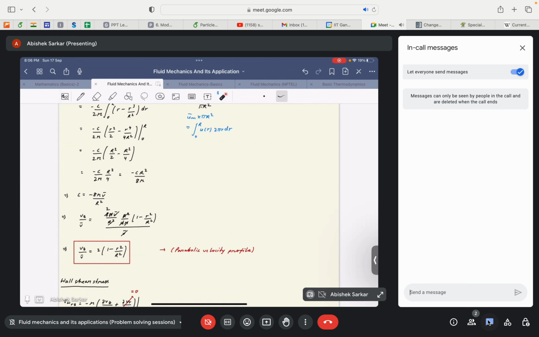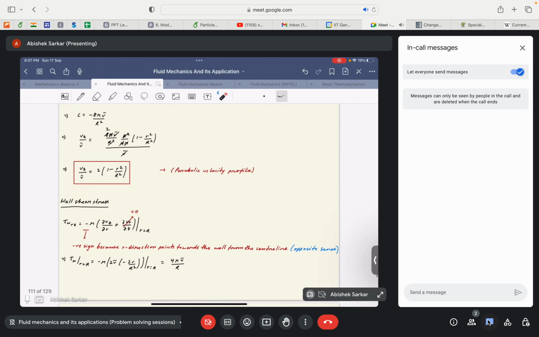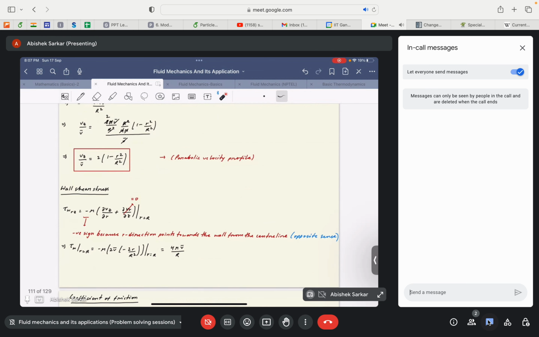So you can clearly see that it depends on the second power of the radius, that it would thus result in a parabolic velocity profile. Okay, so that's the conclusion that we get. Now we determine the wall shear stress. So again, the wall stress can be determined from this equation. So we get that the wall shear stress at small r equal to capital R, we see that tau wall is equal to 4 mu v by r.